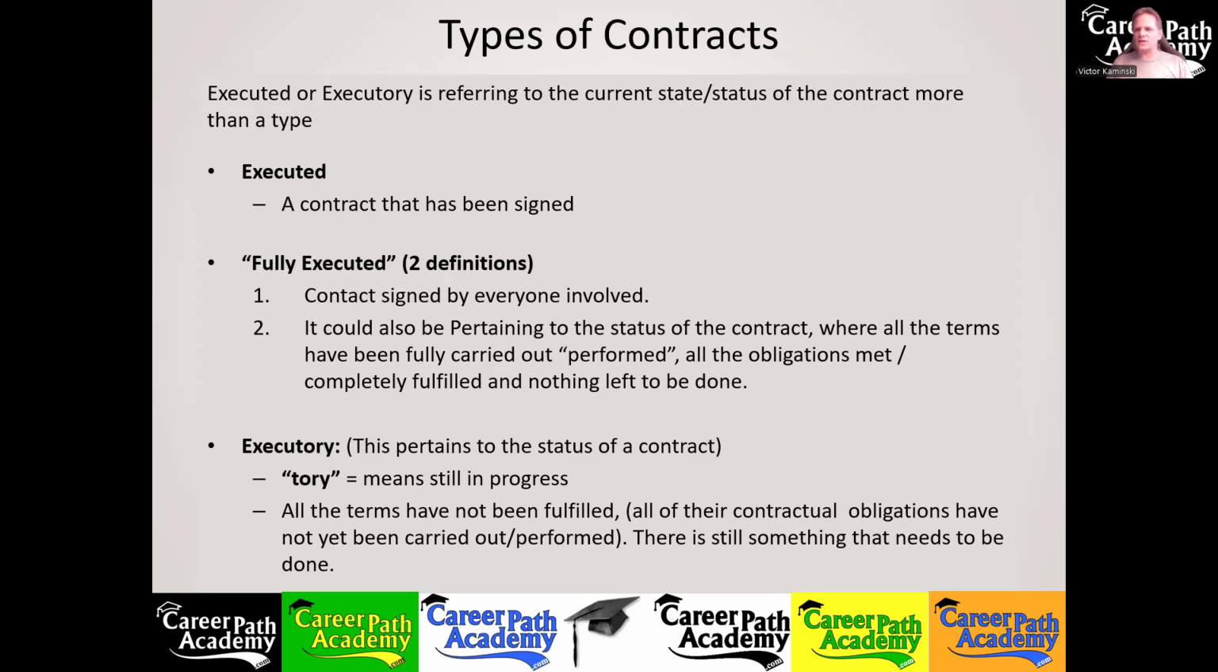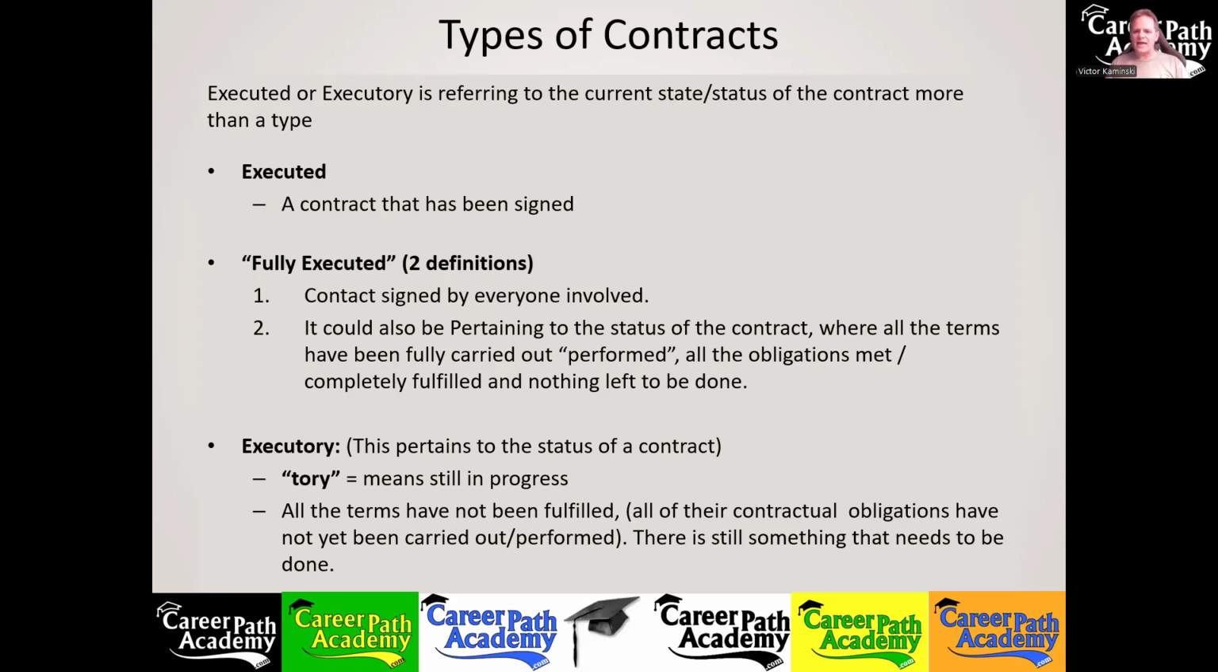So executed is a contract that's been signed. A fully executed contract is one that's been signed by everybody. Or it could be related to the status of the contract, that all the terms of the contract have been performed and there's nothing left to be done. It's been fully executed.